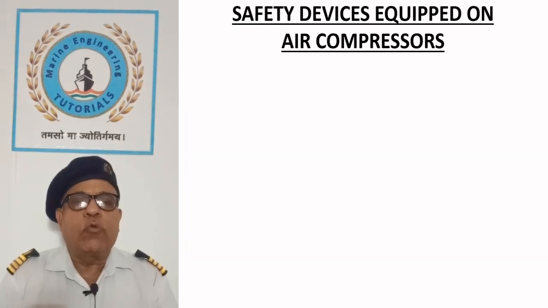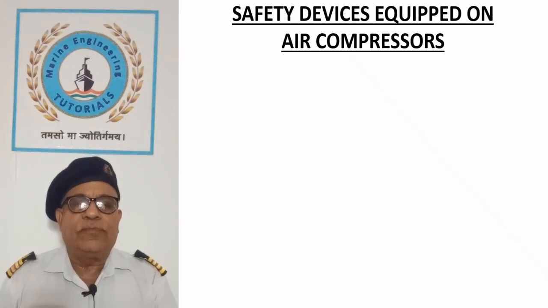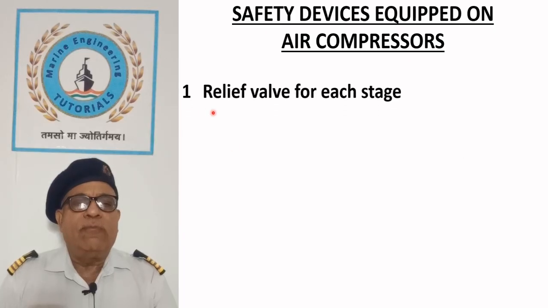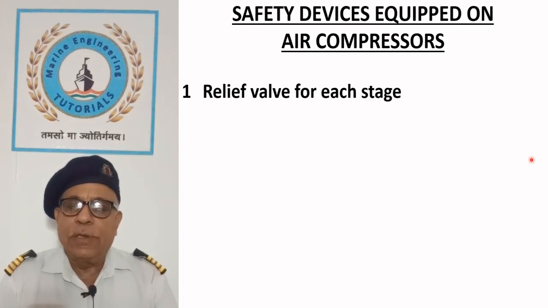Safety devices equipped on air compressors. For safe and reliable operation, air compressors are equipped with the following safety devices. Relief valve for each stage. Regulations require fitting of relieving devices on the high pressure stage, but the common practice is to fit a relief valve on each inter and intercooler. Relief valves do not allow the pressure to rise 10% above the maximum working pressure.